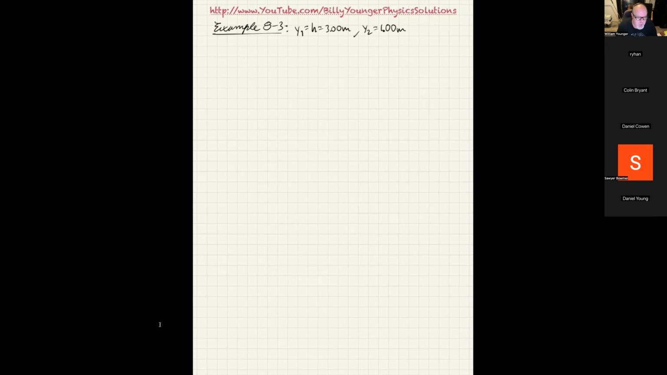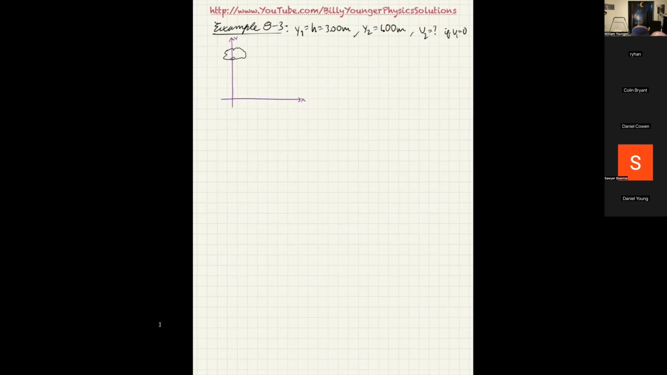And what they want to know is what's the rock speed? V2 equals question mark if V1 was 0, because that's part of the problem. They were imagining the rock was just dropped. So we'll imagine this is our rock, if you will. We'll imagine this is our y-axis, this is our x-axis.